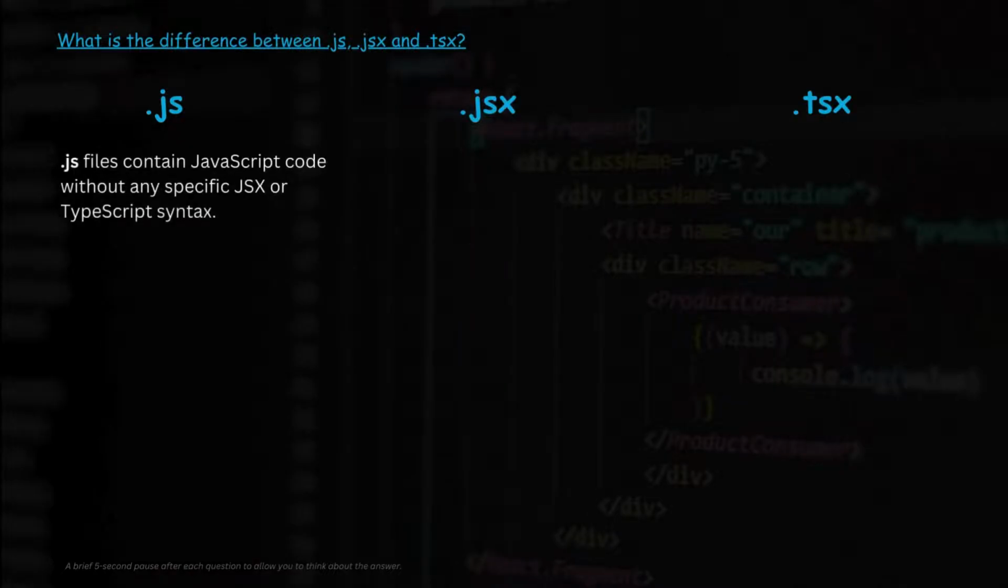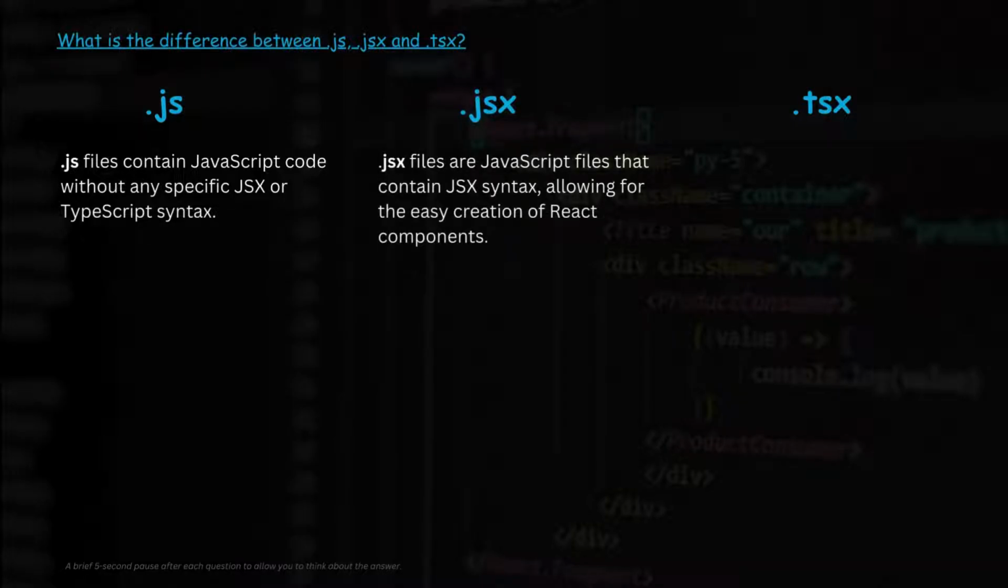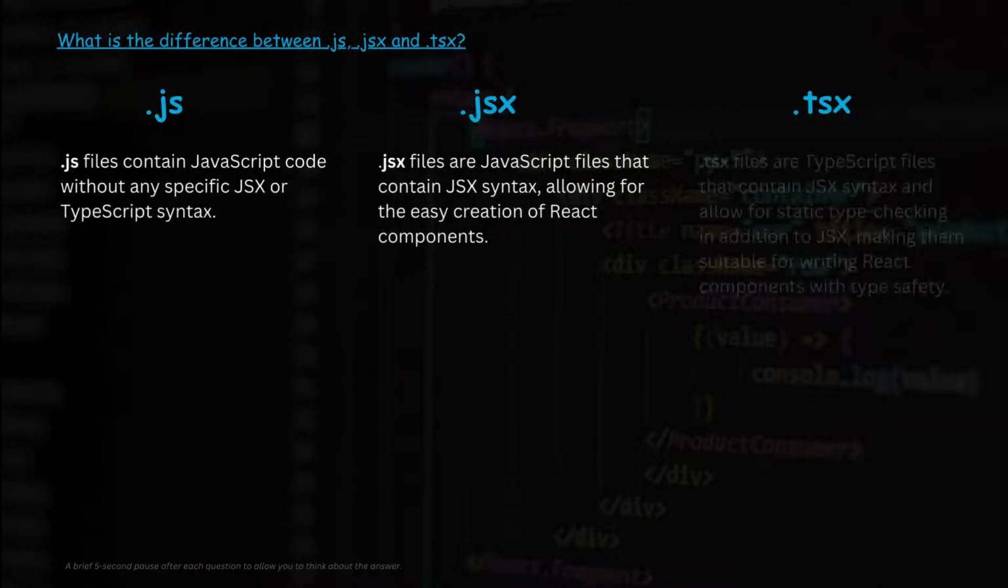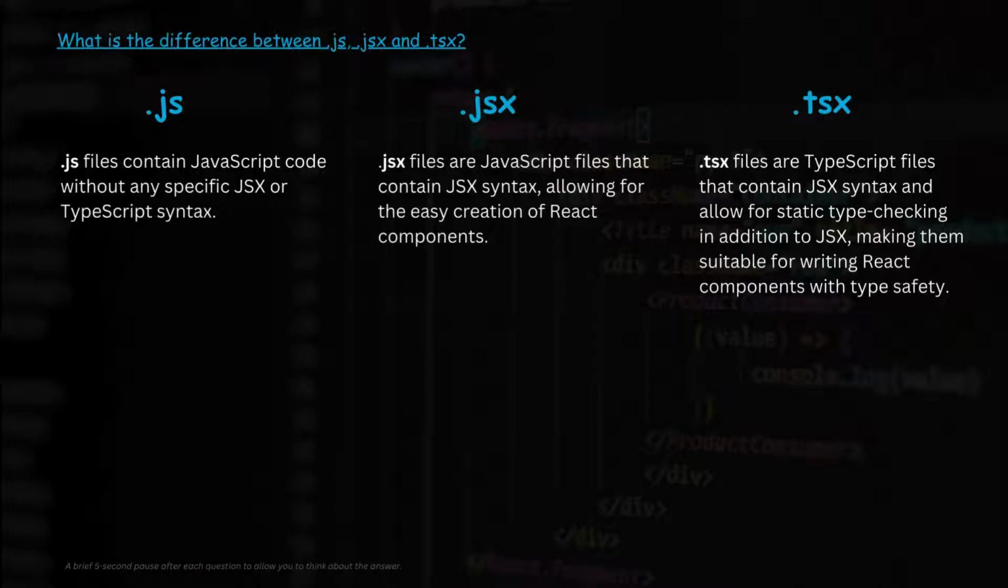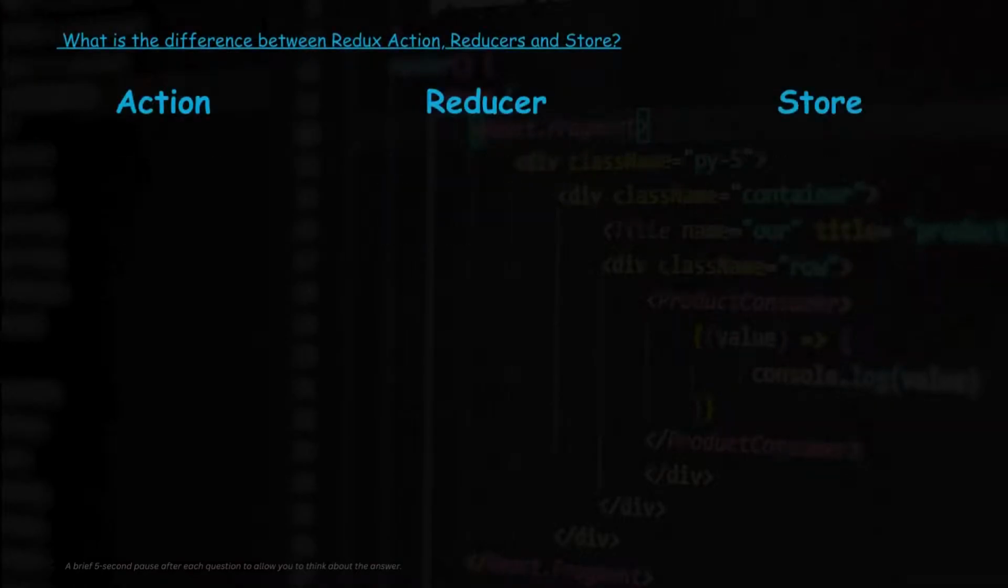.js files contain JavaScript code without any specific JSX or TypeScript syntax. .jsx files are JavaScript files that contain JSX syntax, allowing for the easy creation of React components. .tsx files are TypeScript files that contain JSX syntax and allow for static type checking in addition to JSX, making them suitable for writing React components with type safety. Question 12. What is the difference between Redux action, reducers and store?